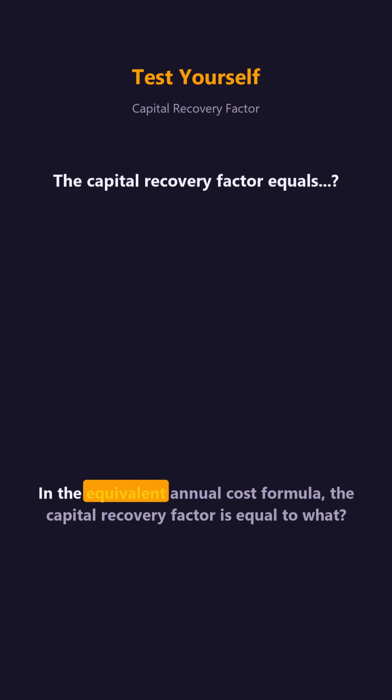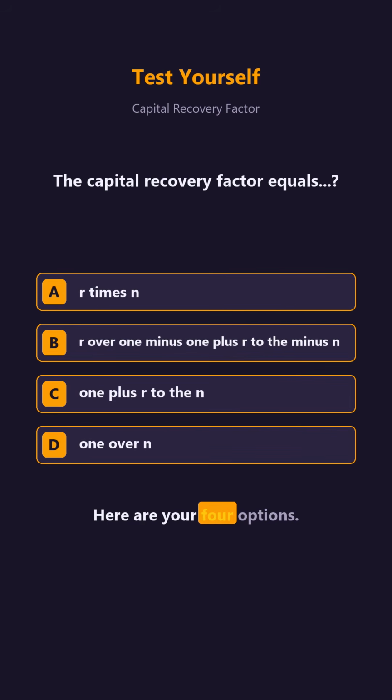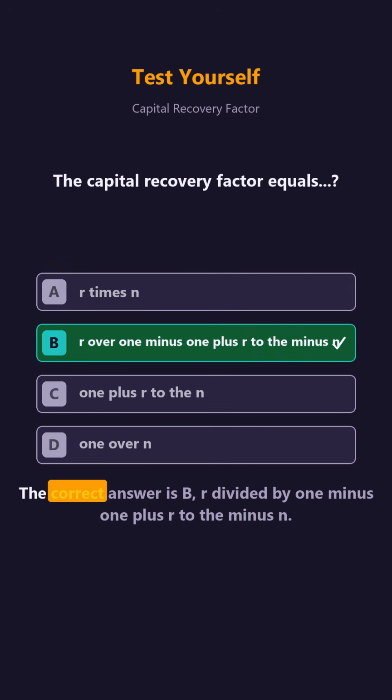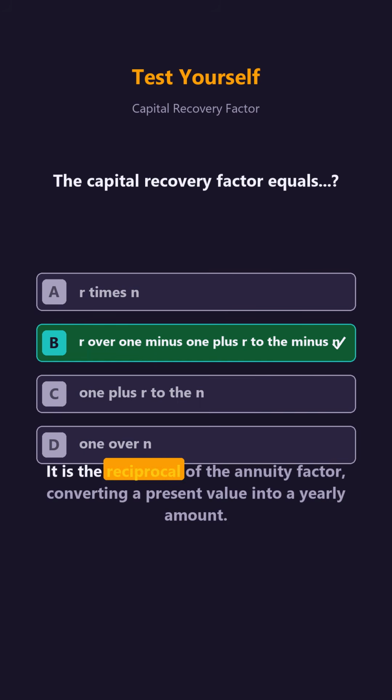Quick quiz, test yourself. In the equivalent annual cost formula, the capital recovery factor is equal to what? Here are your 4 options. Pause the video and solve it now. The correct answer is B, R divided by 1 minus (1 plus R) to the minus n. It is the reciprocal of the annuity factor, converting a present value into a yearly amount.